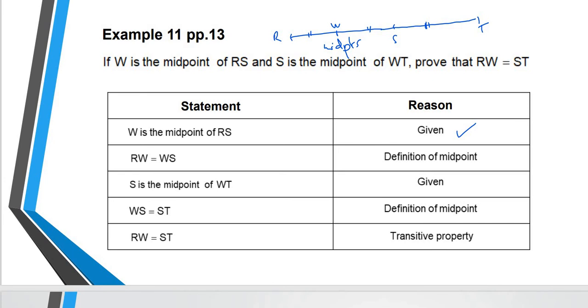Okay. S is the midpoint of WT. Here, already given. And for WS equal to ST, this is actually the definition of midpoint. The same thing. RW is equal to ST. It is the transitive property. RW is equal to ST. Transitive, right? Like the example I showed earlier. Based on two statements, we conclude with the third statement. So it is actually transitive.